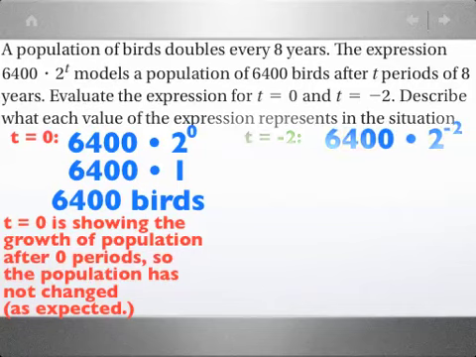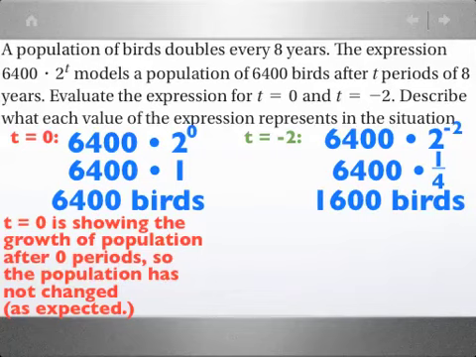So we would have 6,400 times 2 to the -2nd power. We can go ahead and write 2 to the -2nd power as 1 over 2 squared, and 2 squared is 4. So 2 to the -2nd power becomes 1 over 4, or 1/4. So we have 6,400 times 1/4. Multiplying by 1/4 is the same as dividing by 4, which leaves us with a bird population of 1,600.